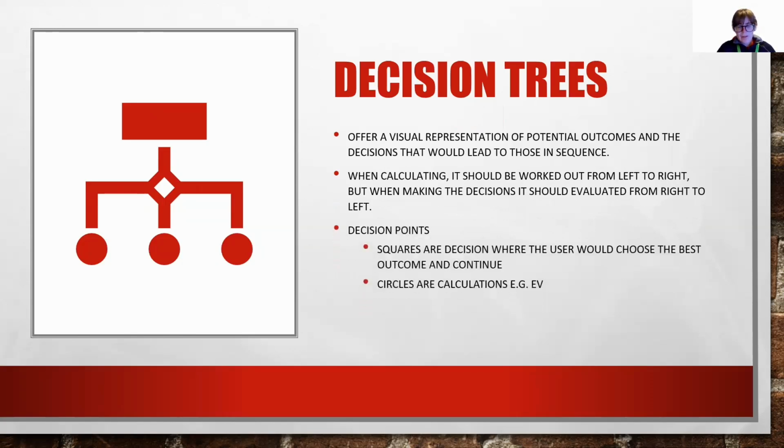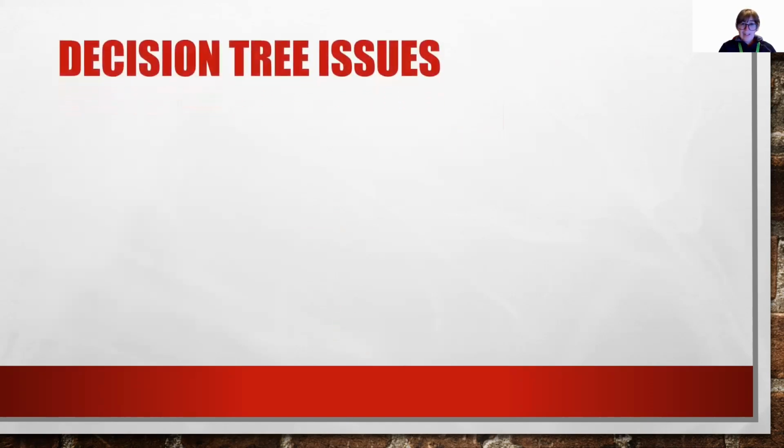Decision points. So if you have a square, these are going to be the representation of the best outcome and continue. Any circles are just going to indicate a calculation. Evaluating the tree then, well, the best outcome is the option that you want. There are some issues with decision trees. First of all, they are very dependent on probability estimates, and these can sometimes be based on opinions, so it can be a very biased tool.